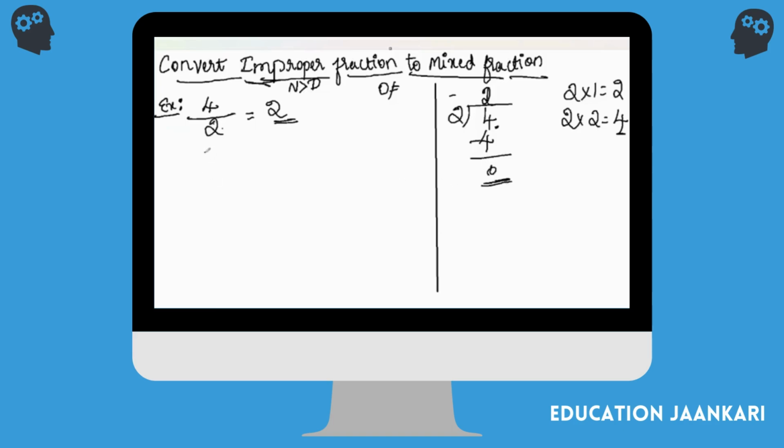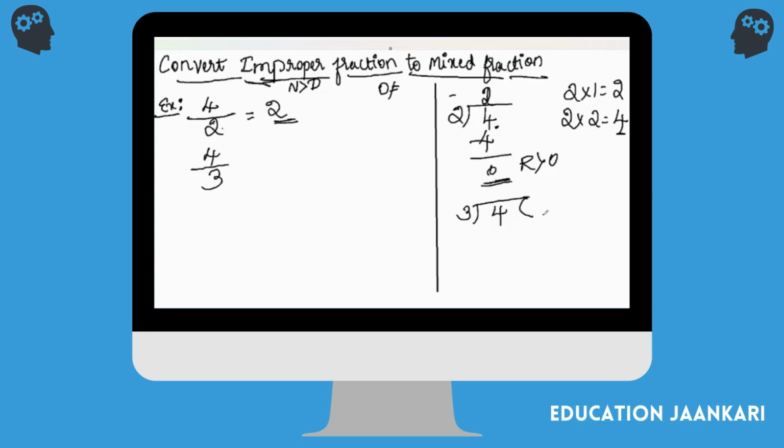So it's clearly divisible. There is no remainder, isn't it? Yes. Can you give me one more example that is an improper fraction, but where the remainder is more than 0? Ma'am, 4 by 3. Excellent. So quickly we'll divide 4 by 3.